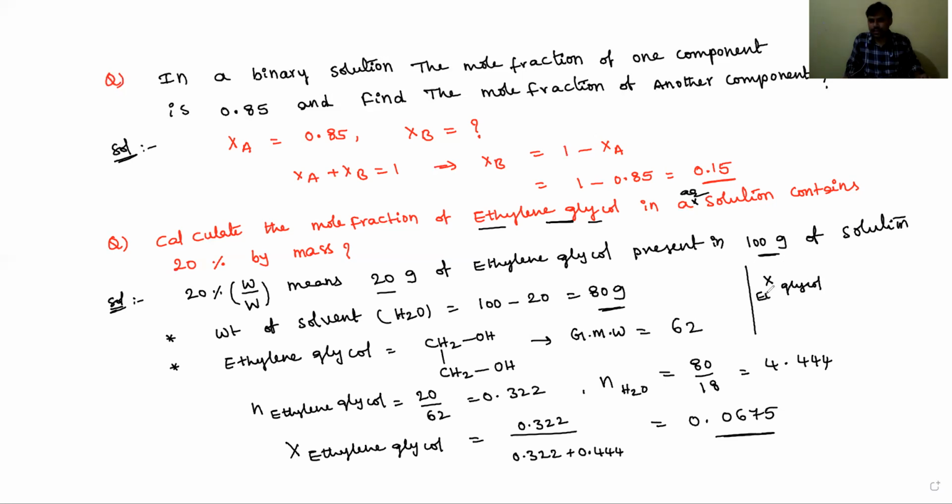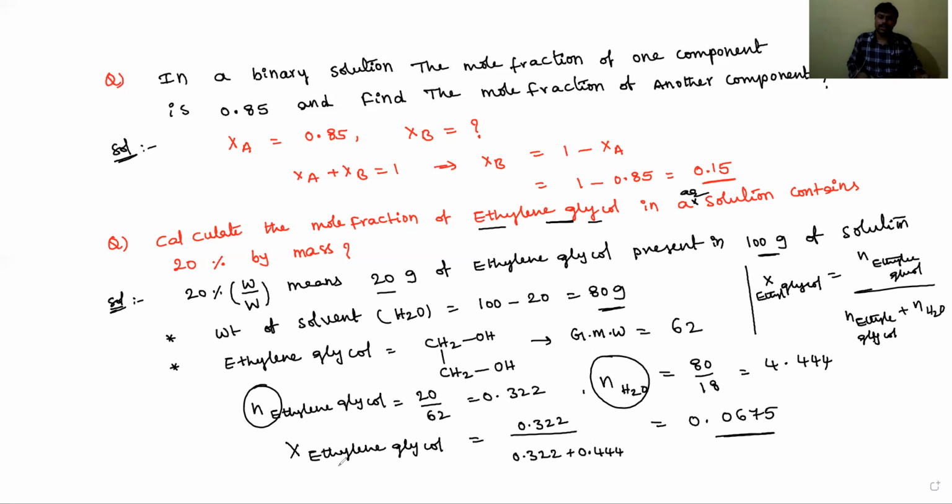Then the mole fraction of ethylene glycol you want is nothing but number of moles of ethylene glycol divided by number of moles of ethylene glycol plus number of moles of water. That's why I separately find out the number of moles of ethylene glycol and the number of moles of water. Then the mole fraction of ethylene glycol is equal to 0.0675. This is about mole fraction.